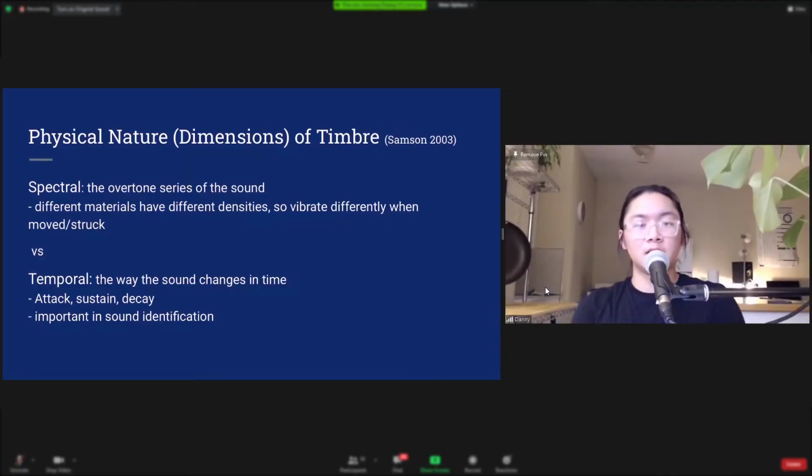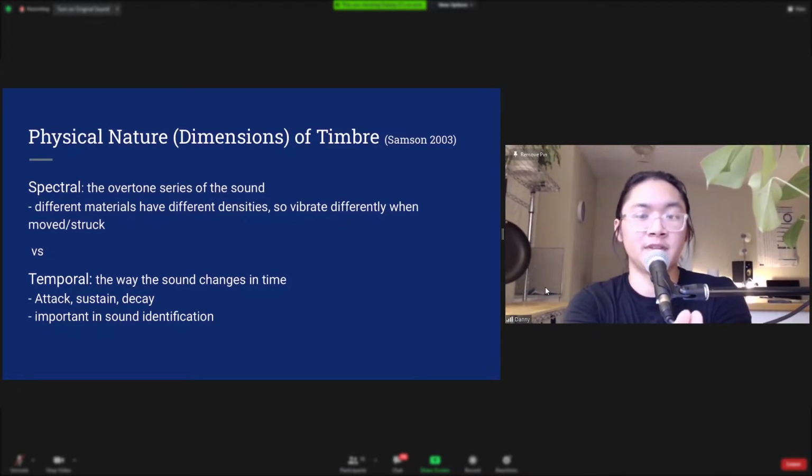All right, so let's talk about the physical nature of timbre. There's two main dimensions to timbre. The first is the spectral dimension. The second is the temporal. Spectral referring to the overtone series of a sound.